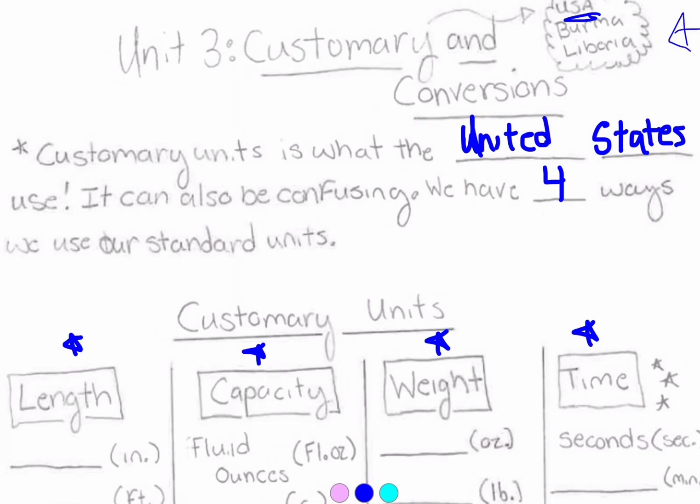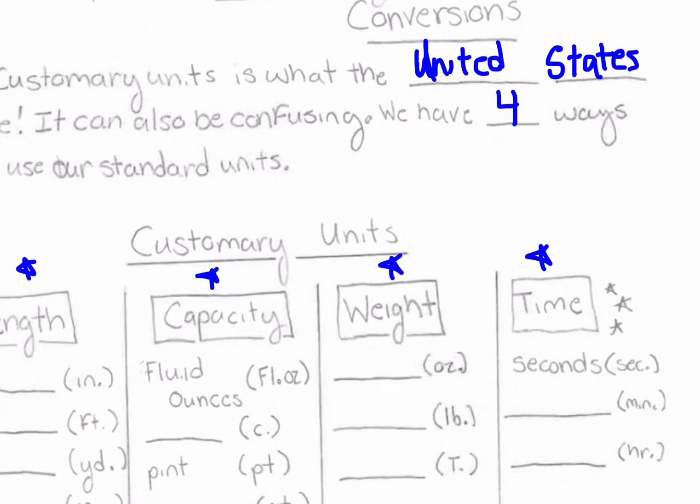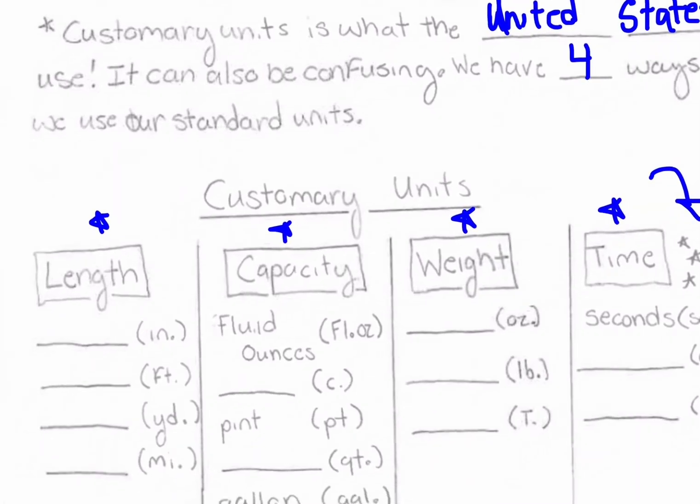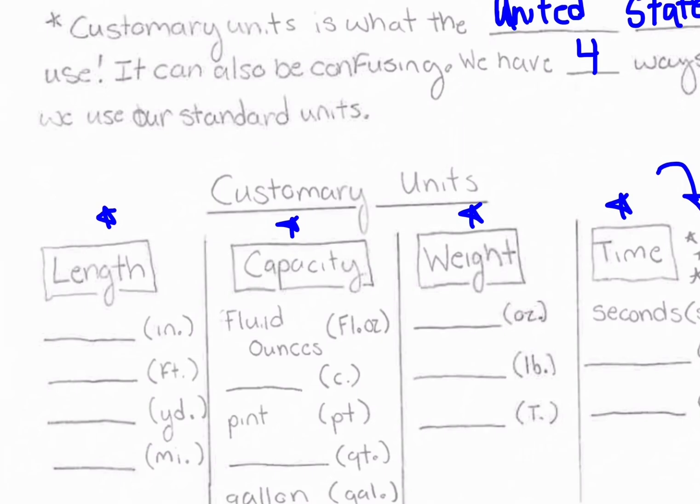Now, the reason I put all these stars next to time is because time is one thing that's universal across all nations. So if you're talking about time in Greece or Africa or Australia or South Carolina, then time's going to be the same exact thing. Now, the other 3, length, capacity, and weight, are going to look different in different places.